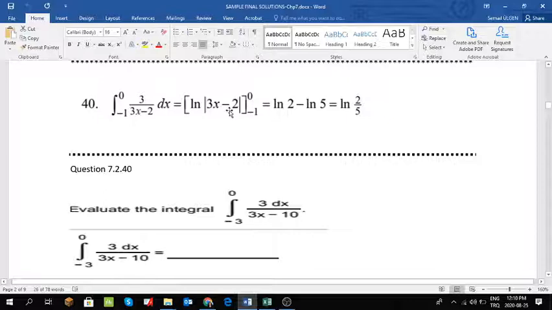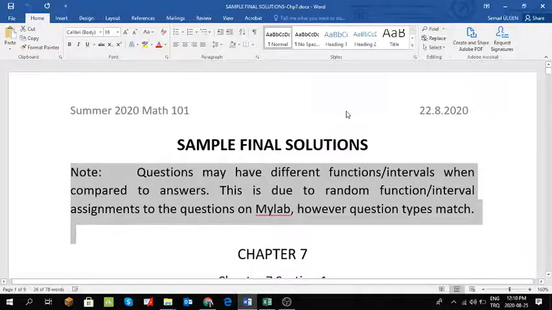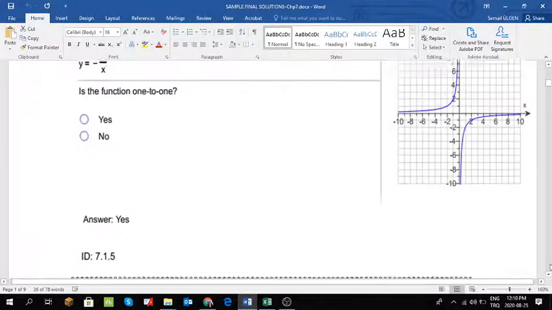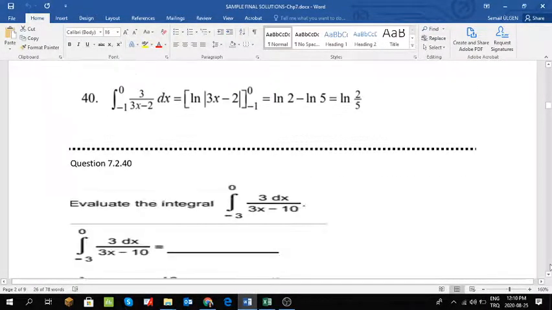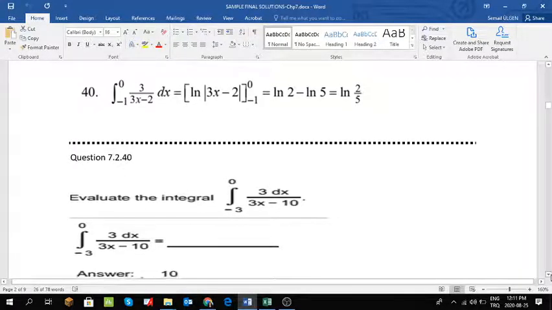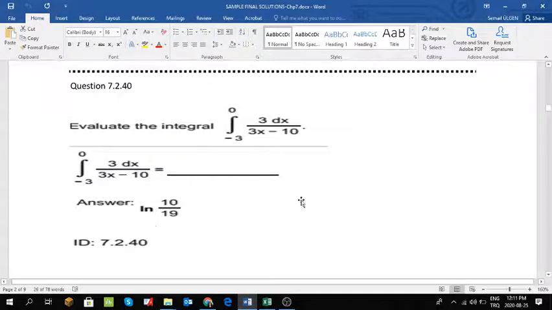We get natural log of absolute value of negative 2. Absolute value of negative 2 is 2. Minus, we put negative 1 here. You get negative 5 inside. The absolute value is 5. Minus ln 5. And if you combine it, natural log of 2 over 5 is the answer. Let's move to the other question. You can similarly evaluate this integral on your own and see whether you get this answer. Check it out.